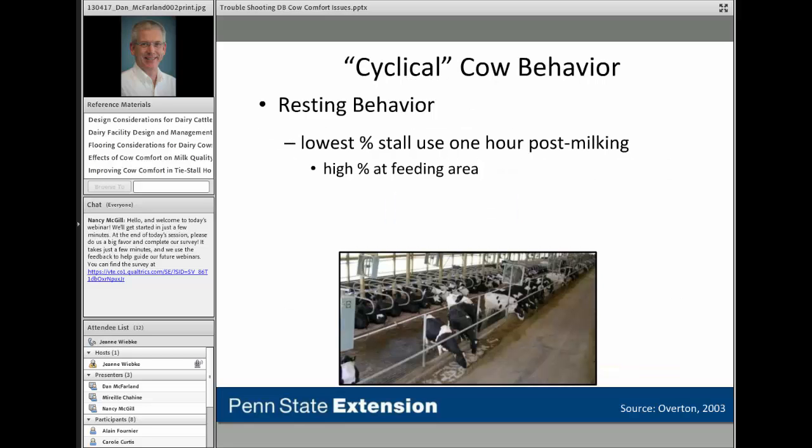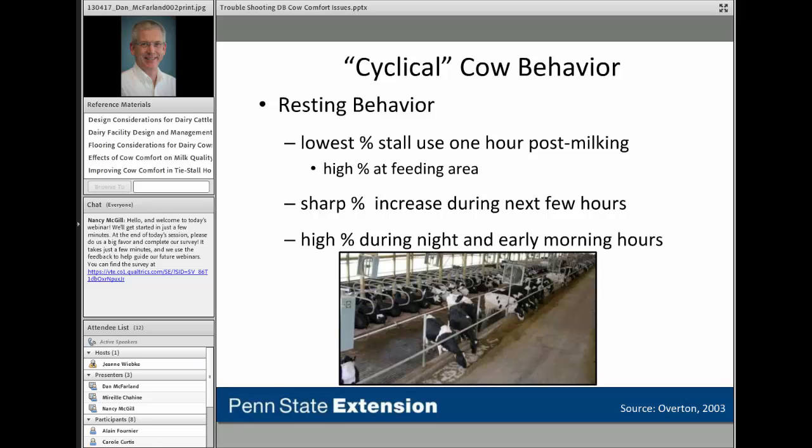They don't work perfectly. First of all, cows have a cyclical behavior, and stall use is generally lowest one hour after milking. They come back from the milking center, typically go to the feed bunk eating, and so there's very low stall use during that time, but we encourage them to be at the feed area at that time. Now, there's a sharp increase during the next few hours. In hours 2 to 3, you'll see a big increase of cows going from the feeding area and using the stalls. And so generally, there's a very high percentage of use within hours 2 to 3 after they return from the milking center.